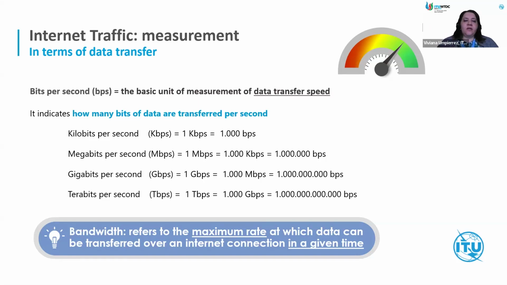And there is another concept related to internet traffic, which is bandwidth. When we talk about bandwidth, we refer to the maximum rate at which data can be transferred over an internet connection in a given time. So it's the maximum, in terms of the water pipe, the maximum liters of water that can go through the pipe at any given time.